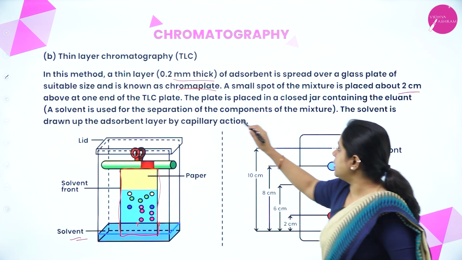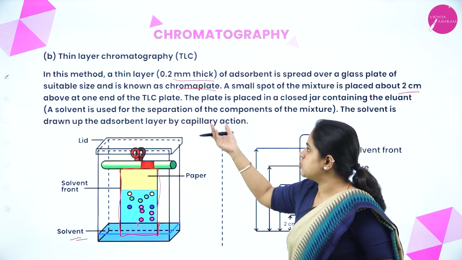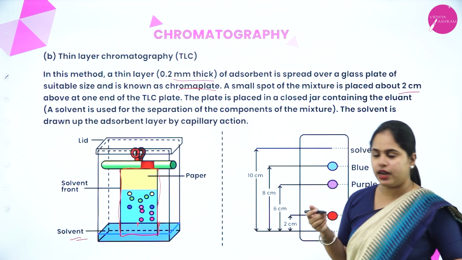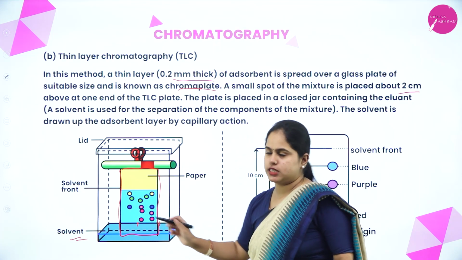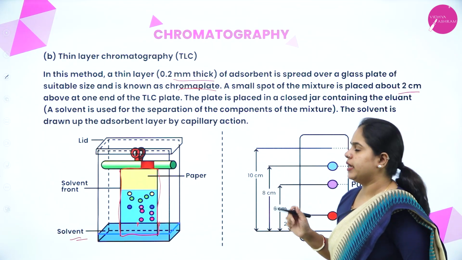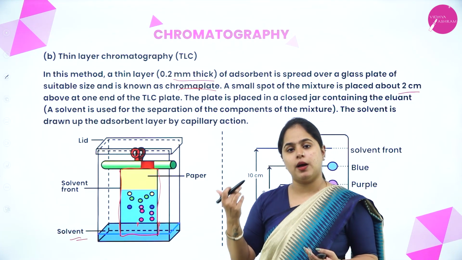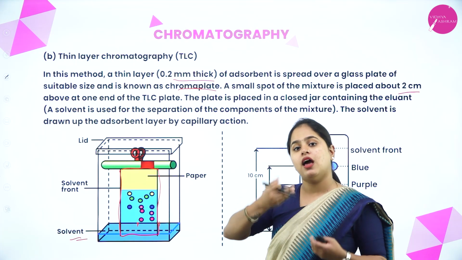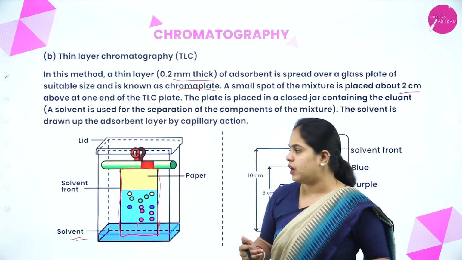Yes, so the plate is placed in a closed jar containing the eluent, that is, the solvent used for the separation of components. Right, so it is placed in a closed jar in which the solvent is present, and the solvent is drawn up the adsorbent layer by capillary action. So by capillary action, when the solvent is moving up, it takes up the mixture as well, and it will separate the different components based on their extent of adsorption.